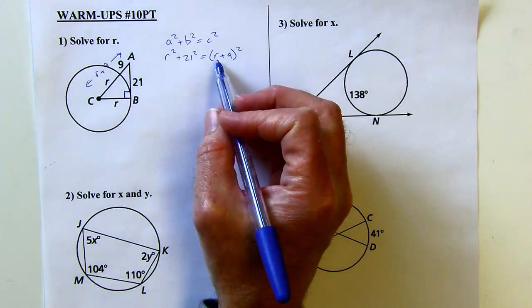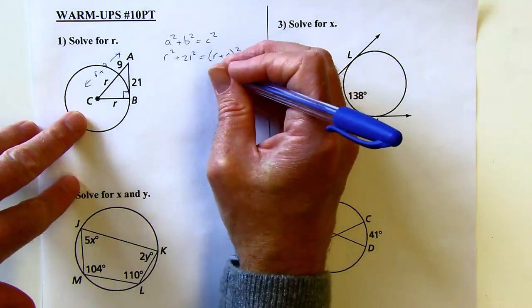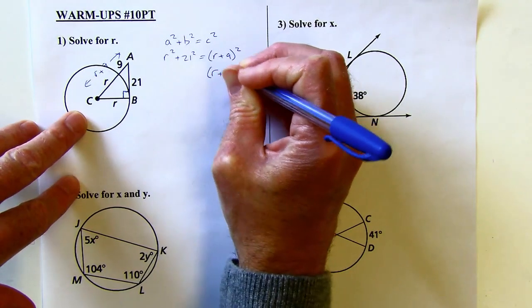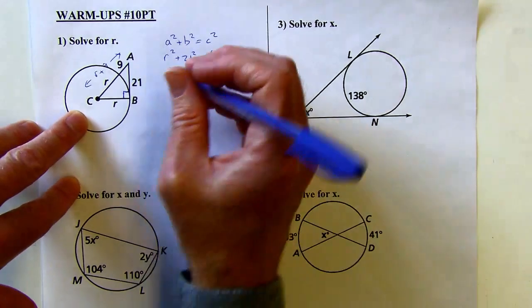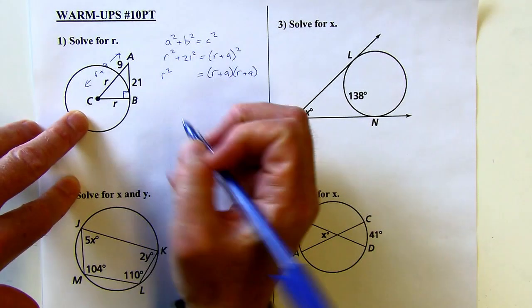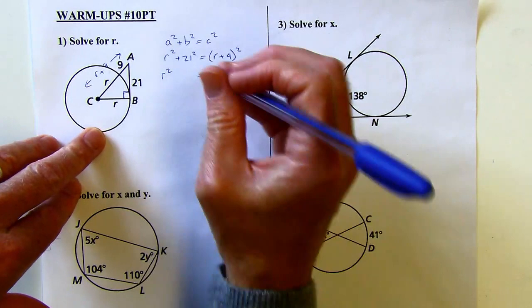And this is not just going to be r squared plus 81 because I have to think of this as r plus 9 times itself, which means I'm going to have to FOIL this, okay? I can put in 21 squared, which is 441.